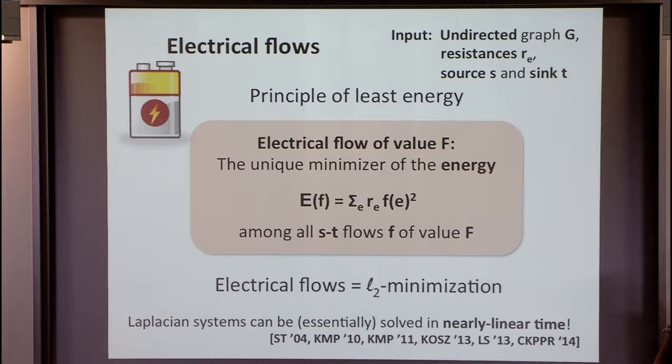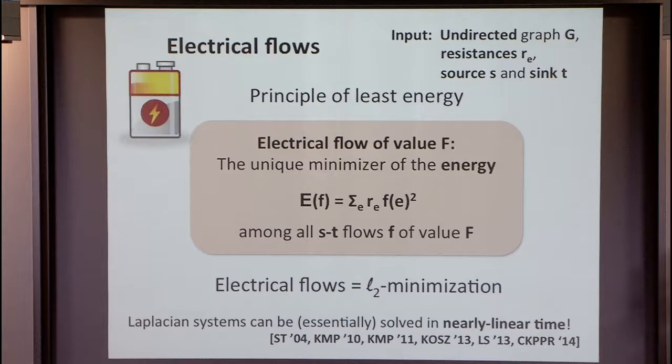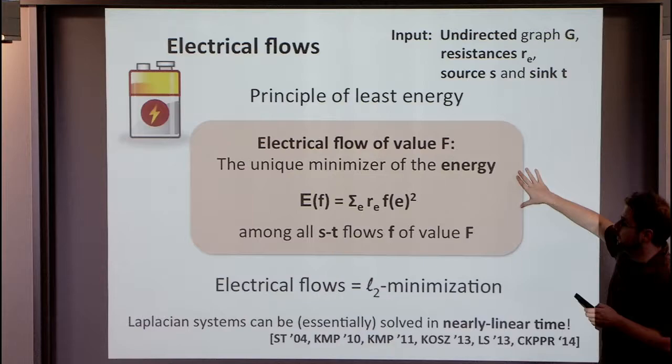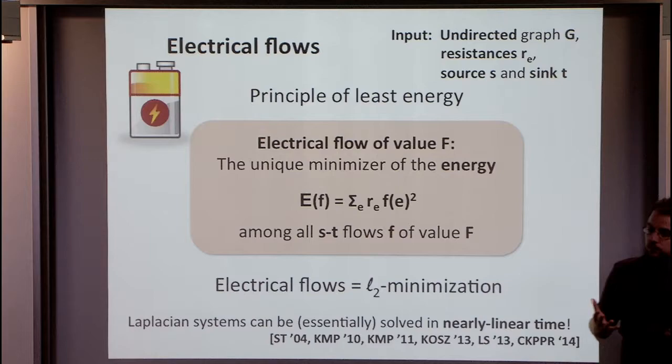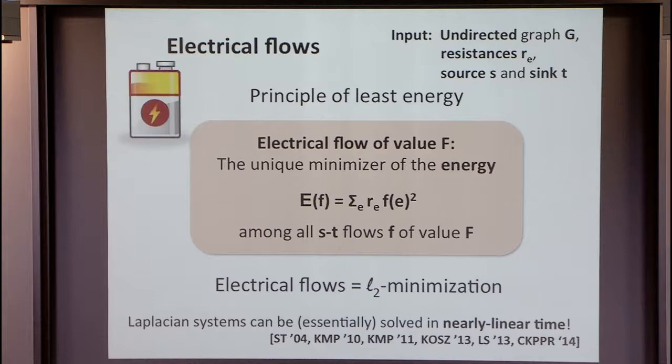By the way, are there any questions about anything I said last time? Just feel free to interrupt. Okay. Of course, as I said, we will use electrical flows, and this is a quick reminder of what electrical flows are, at least the most convenient definition from our point of view. From our point of view, electrical flows correspond to L2 minimization over the space of flows. And as we very well know, we can compute electrical flows extremely fast, namely in nearly linear time. This is another thing that we will need.